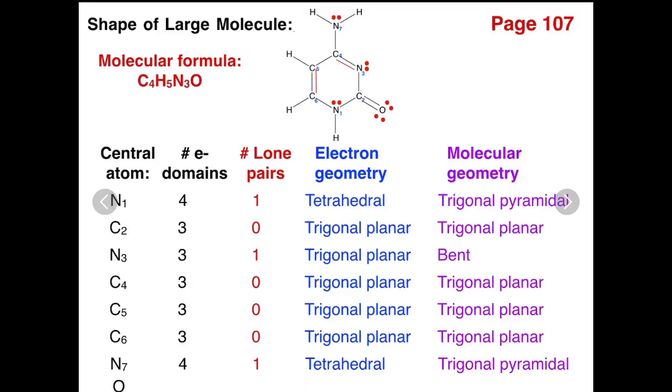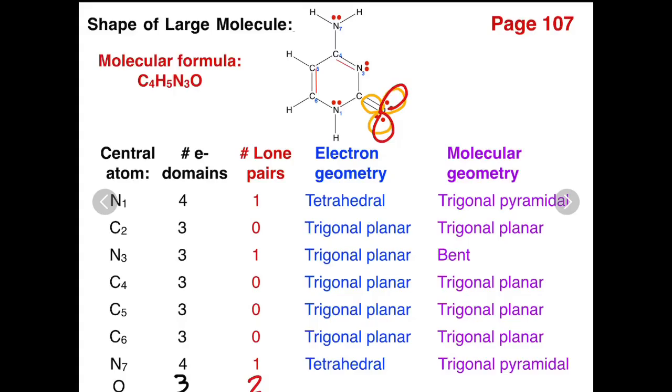Okay, now what about oxygen? If you're looking at oxygen, it contains 1 electron domain, 2 electron domains, 3 electron domains. So oxygen contains 3 electron domains. And we see the lone pairs around oxygen, there are 2 of them, right? So we have 2 lone pairs, 1, 2.